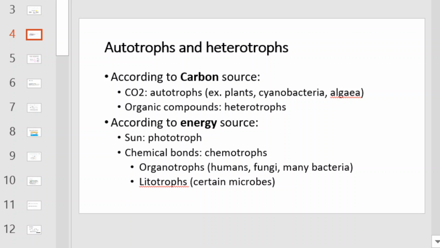Autotrophs and heterotrophs can also be sorted in accordance to their energy source. When looking at their energy source, if the energy comes from the sun, they are phototrophs. If the energy comes from chemical bonds, they are chemotrophs. Organotrophs are organisms such as humans, fungi, and many bacteria, while lithotrophs are other microbes.